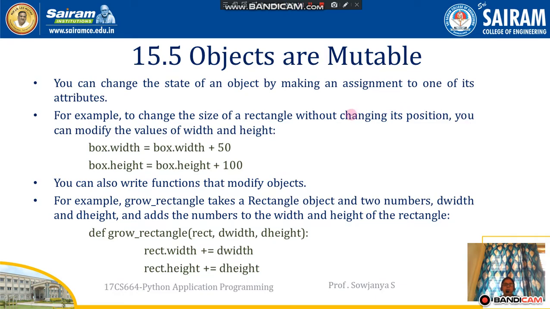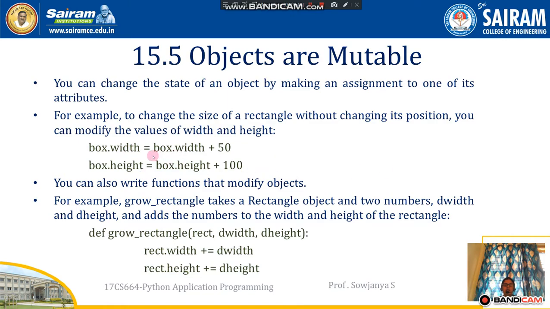And the next topic is objects are mutable. So far we have discussed what exactly the meaning of mutable is. Mutable means you can change something, that is, it is changeable. Here also we can say objects are mutable, that means you can change the objects or the values of the objects. How can you change them? We can change the state of any object by making an assignment to one of its attributes. You have to make an assignment to any of its attributes, and then we can make the changes to it.